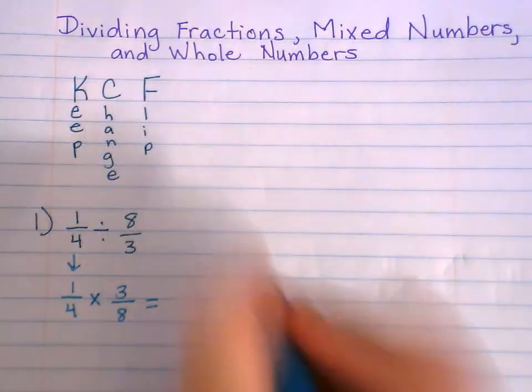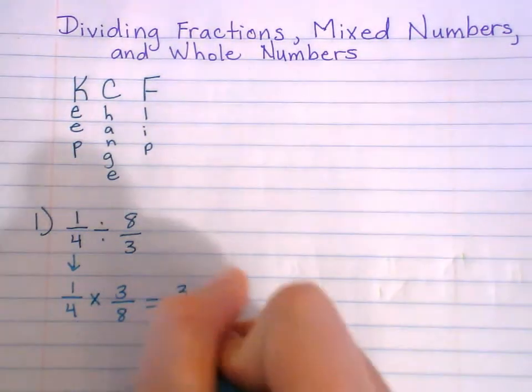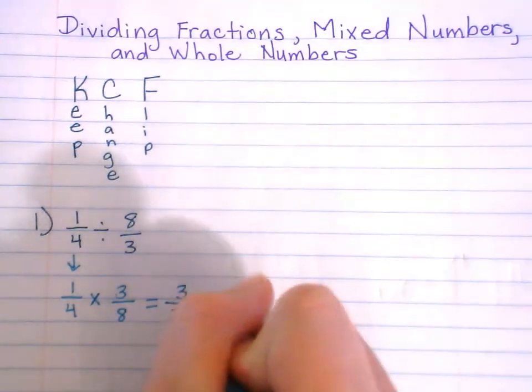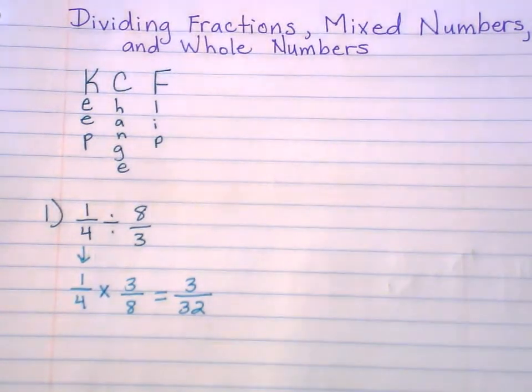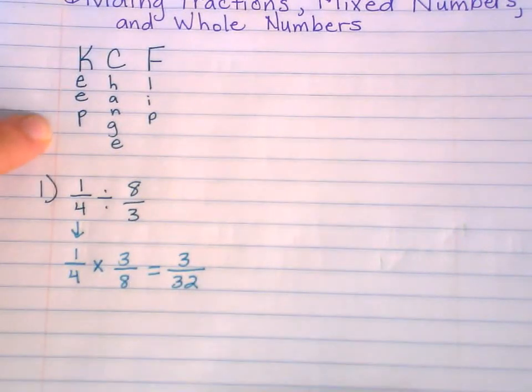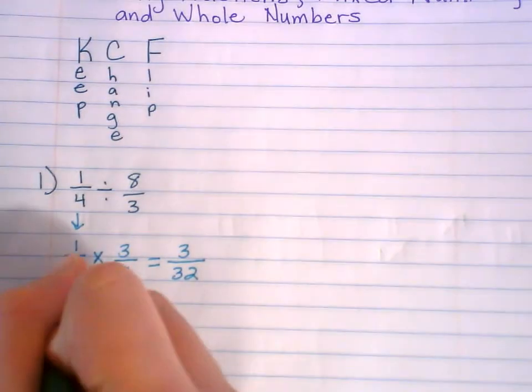1 times 3 is 3. 4 times 8 is 32. And that's it. Okay? Dividing fractions is not tough if you remember keep, change, flip. So let's do another one. Example 2.